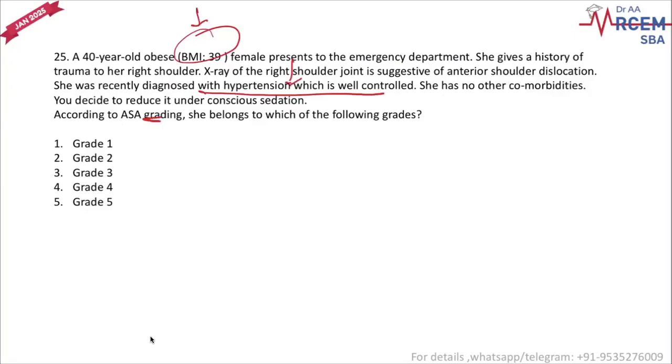BMI is less than 40, so it is a grade 2. If you change the BMI to 40 itself, then it becomes grade 3. If you change it from well controlled to uncontrolled, then again it becomes grade 3. Okay, you need to be aware of the changes.